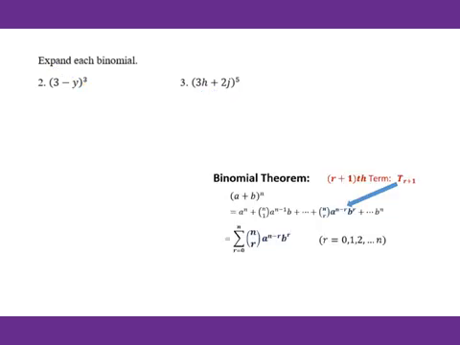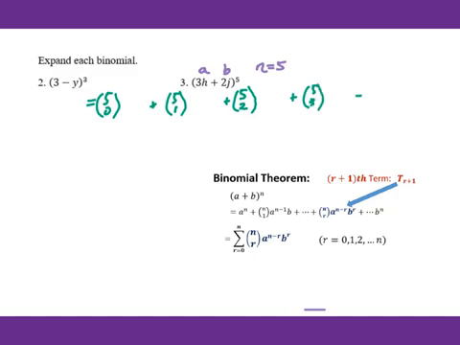Now let's go to number 3. We count this is a, this is b, and n equals 5. So the first step, you will write down 5 choose 0 plus 5 choose 1 plus 5 choose 2 plus 5 choose 3 plus 5 choose 4 plus 5 choose 5.